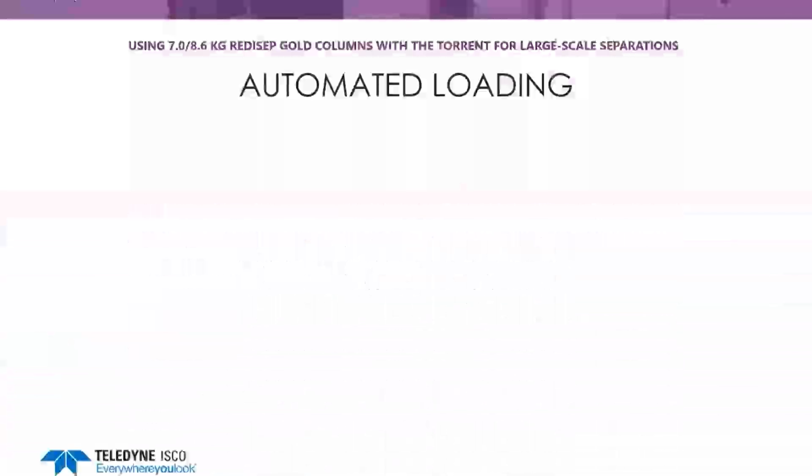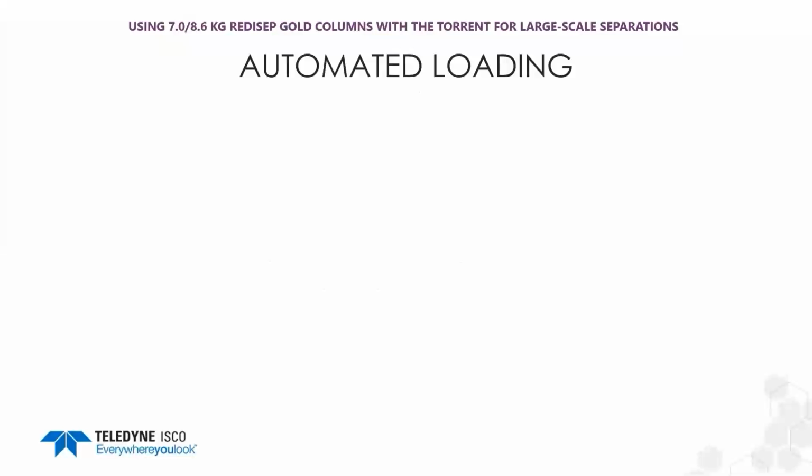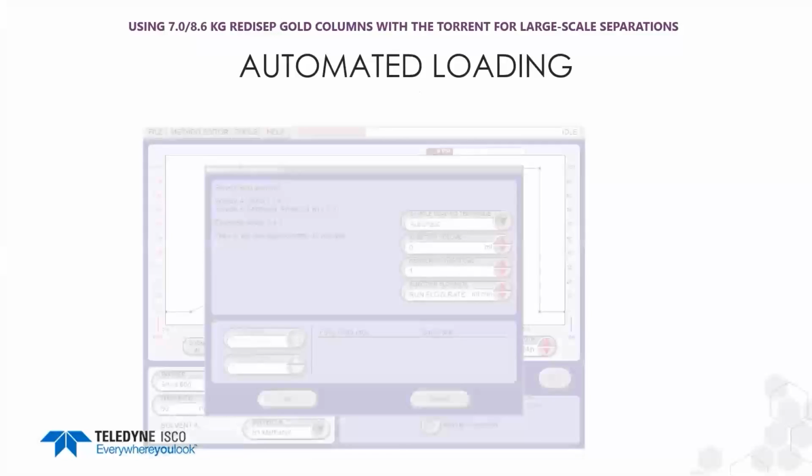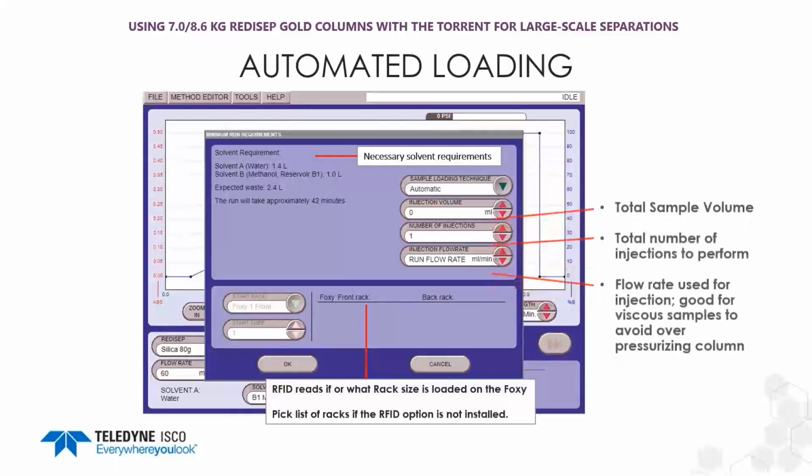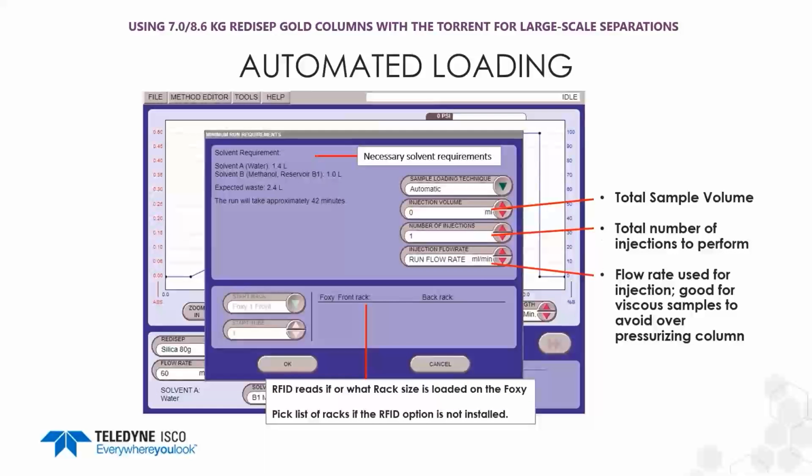So how does this solvent selection valve allow us to do increased loading and increased throughput with automated loading? The advantage here is that you'll notice a difference on the interface here in PeakTrack: it basically asks you, what's your total sample volume? How many injections do you want to perform? And then what flow rate do you want to load the sample on? The reason for this is if you're loading a viscous sample, you may need to load at a lower flow rate to avoid overpressurizing the column and damaging your column during the separation.